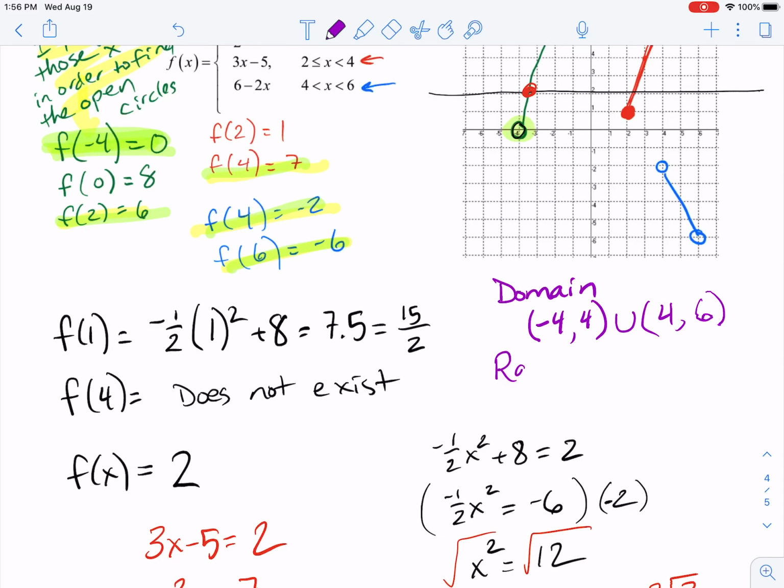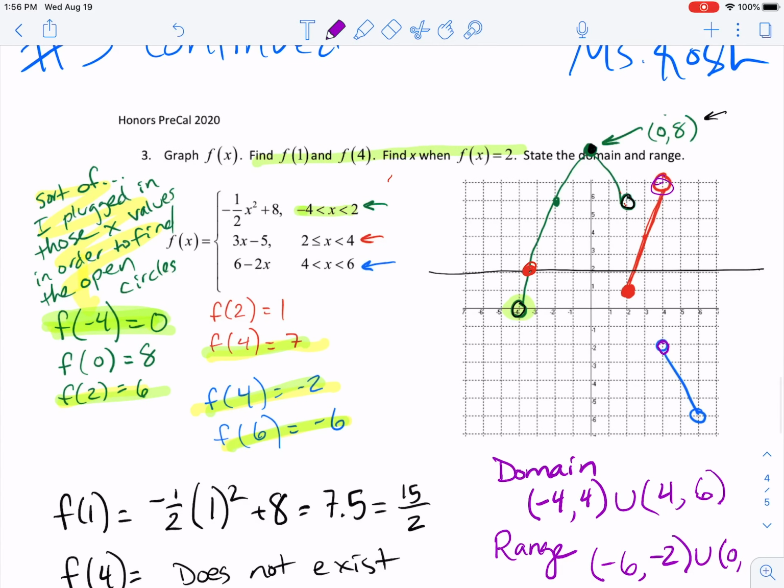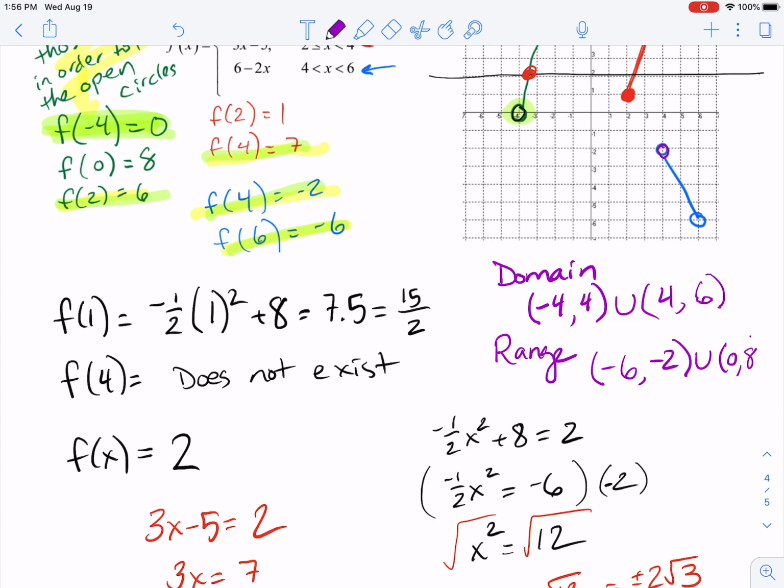And then we need to look at the range. We go as low as -6, but it's not equal to -6. We cruise on up to -2 in the blue right here. And then we have a gap until 0, but we're not equal to 0. And then we go as high as 8, and we are equal to 8. And so that's our domain and range.